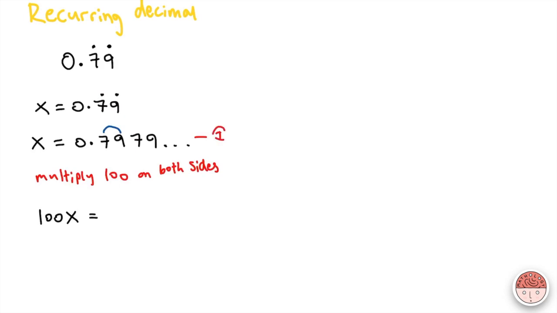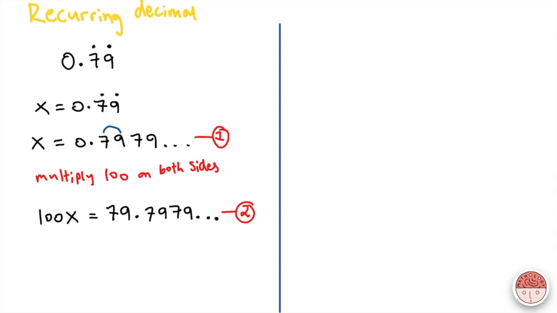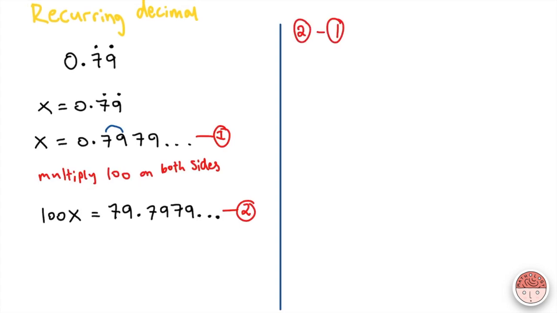We then obtain 100x equals 79.7979 and so on forever. As you can see, these two equations have exactly the same repeating digits after the decimal point, which is 797979. Because x already has all repeating digits after its decimal point, we can assign that to be equation number 1. After getting both equations, what we then do is subtract them, with the smaller from the larger recurring decimal.